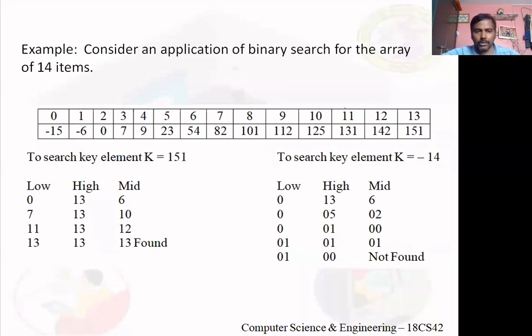With indices 0 through 13. I said so because the first element, minus 15, is at index 0. Since the first element is at index 0, the last, nth element should be at index n minus 1. So the 14th element, 151, is at index 14 minus 1, that is 13. Very clear.